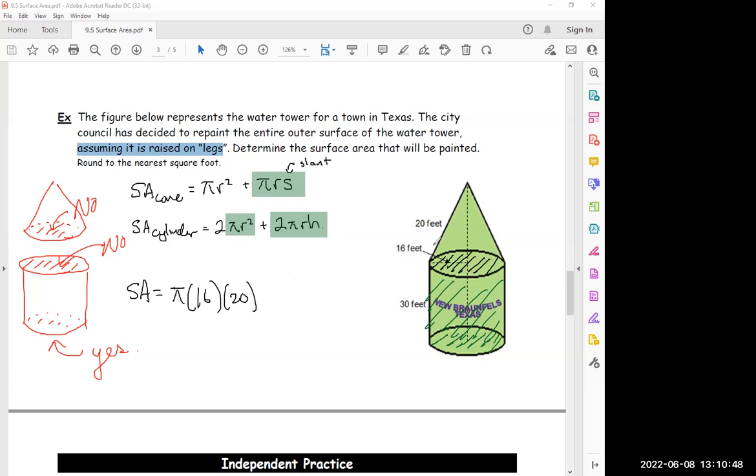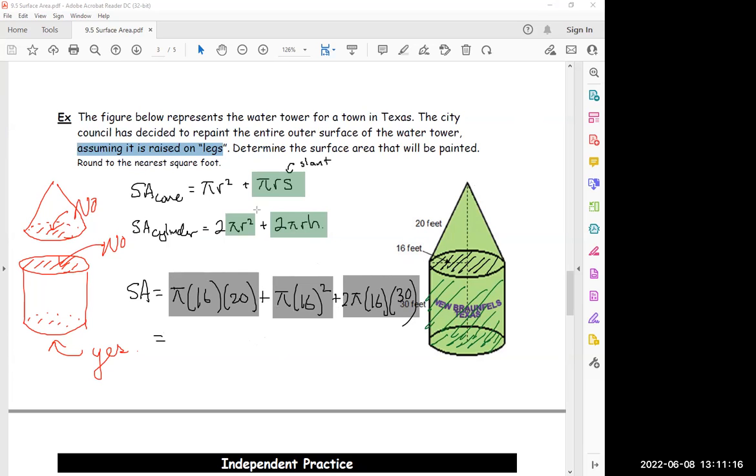Ultimately, to find the surface area that needs to be painted, I would do pi times r times s. Luckily, they gave me that. I don't have to use the Pythagorean theorem to solve it. Plus a single pi r squared plus 2 pi r height. So this is the pi r s, this is the pi r squared, and this is the 2 pi r height. They are the three pieces that are highlighted above. And I removed the portions I did not like.